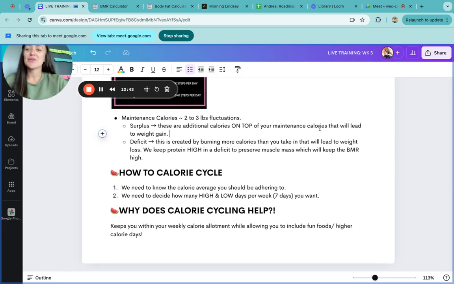Lastly, how do we calorie cycle and why does it help? So, calorie cycling is very simple. It's just we need to implement it the right way.